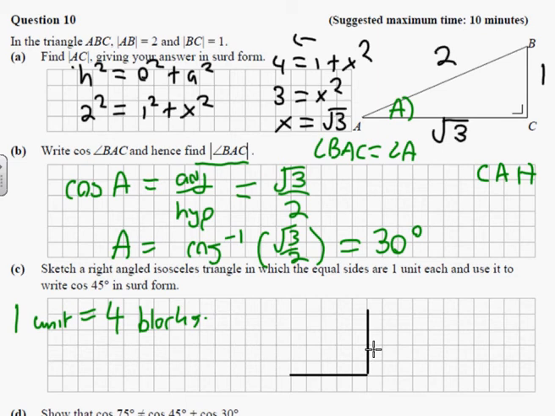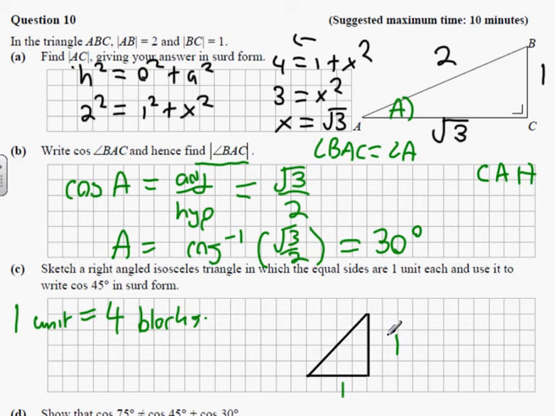What have I done there? Sorry, can't be having that. 4 blocks across, 4 blocks up. That's 4 there, that's 4. Well, that counts as 1, doesn't it? 1 there, 1 there. What type of diagram do I have?